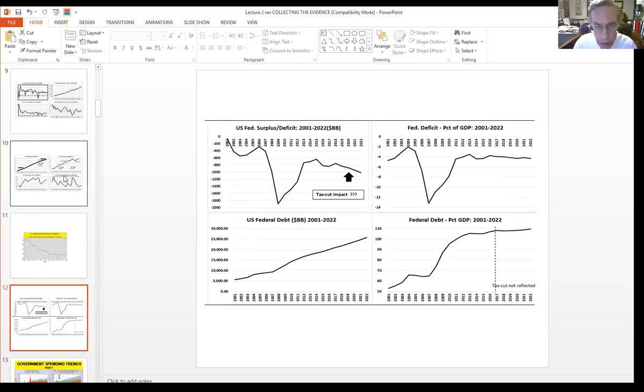Notice the negative numbers on the y-axis. You will see in recent years that that number is plunging. That is to say that the deficit is rising. And you can see that it's headed toward $1 trillion. This is in billions of dollars, and 1,000 billion is a trillion.